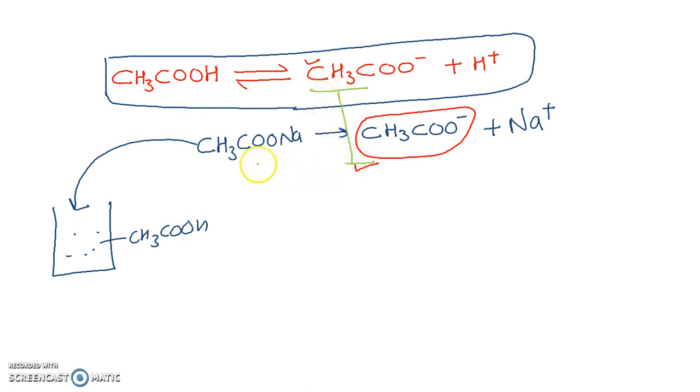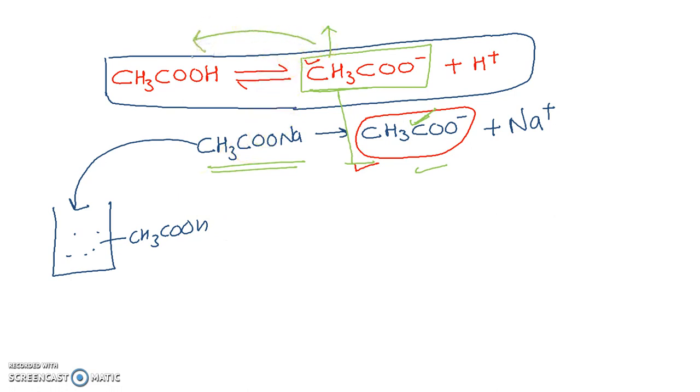What will happen is that when I add sodium acetate, it dissociates to give sodium ion and acetate ion, and because of the addition of this acetate ion, the concentration of acetate ion in the solution increases. And as per Le Chatelier's principle, whenever the concentration of one of the products is increased, the equilibrium shifts in the backward direction.